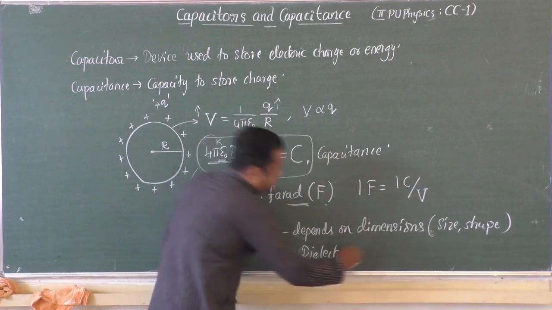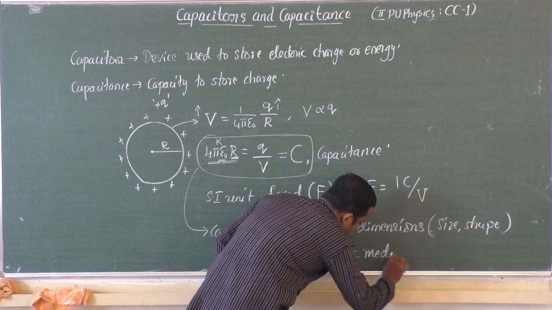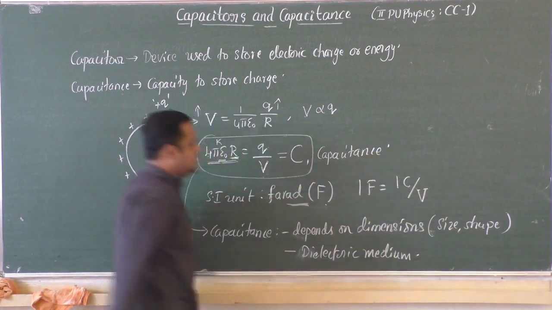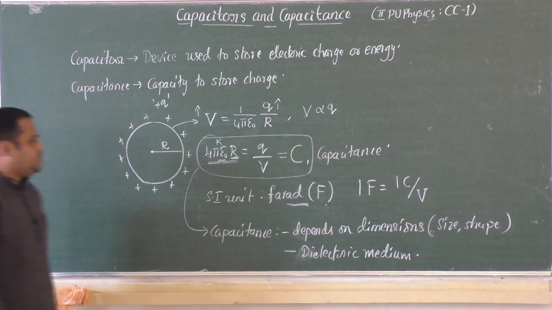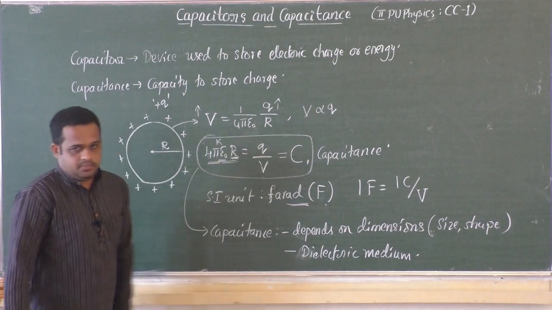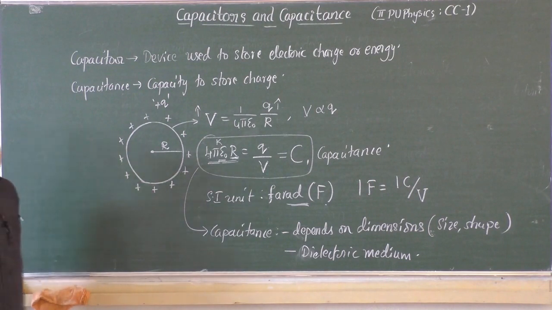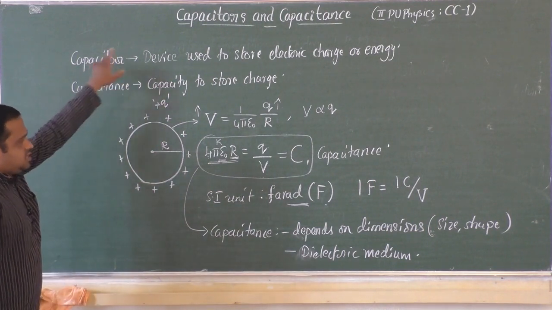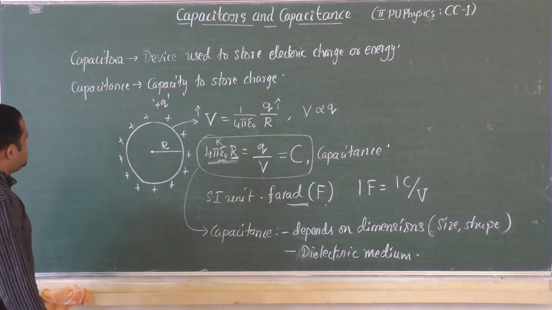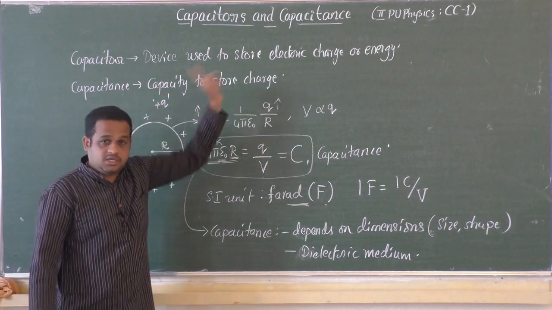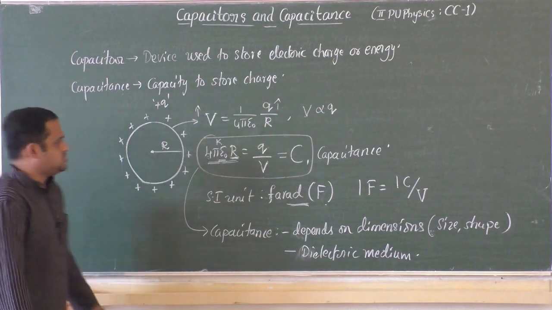Okay. Dielectric medium in which the conductor is placed. And this capacitance is independent of Q and V, that is, the magnitude of charge or potential. I think it is clear. Capacitor is a device used to store the charge. Capacitance is the capacity, or ability, to store charge.